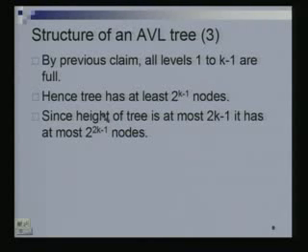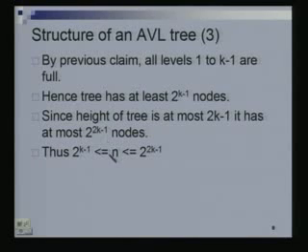We also argued, recall, that the height of the tree is at most 2k minus 1. So if the height of the tree is 2k minus 1, then it has at most 2 to the 2k minus 1 nodes. This implies the number of nodes in the tree, which was n, is between 2 to the k minus 1 and 2 to the 2k minus 1. Everyone with me?